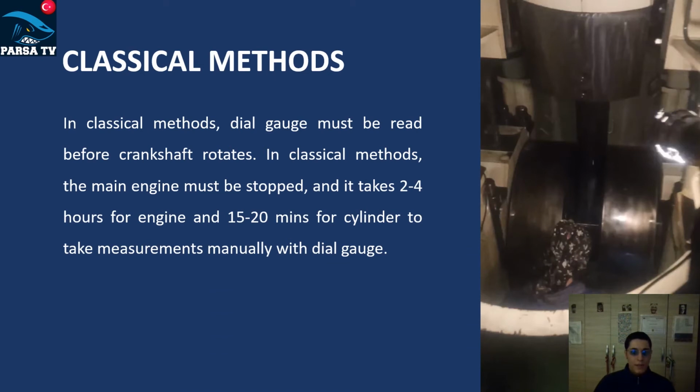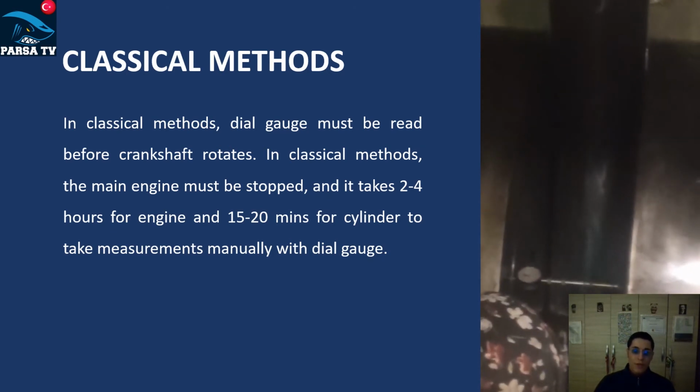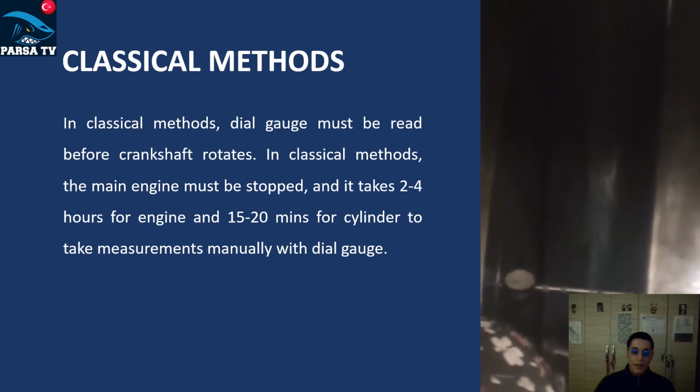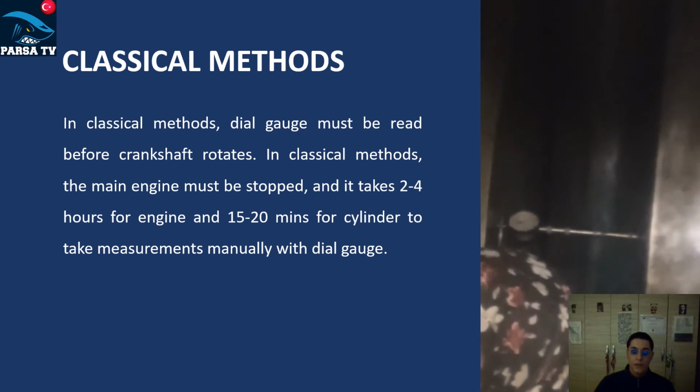Classical methods. In classical methods, the dial gauge must be read before the crankshaft rotates. The main engine must be stopped, and it takes 2-4 hours for the engine and 10-12 minutes for each cylinder to take measurements manually with the dial gauge. So in this video we can see how to take crankshaft deflection measurement in classical methods. Alright, let's go.